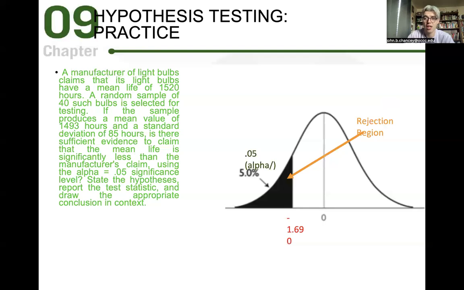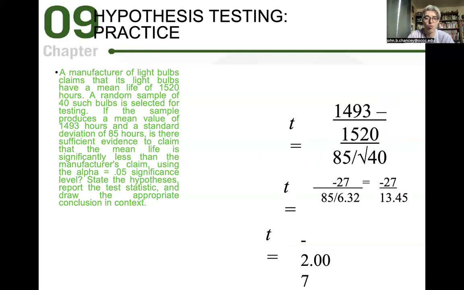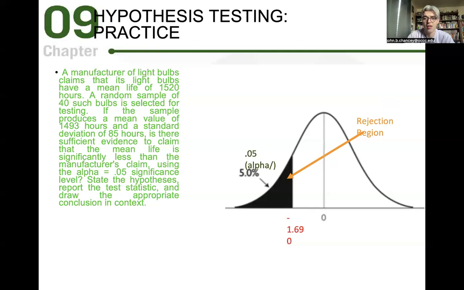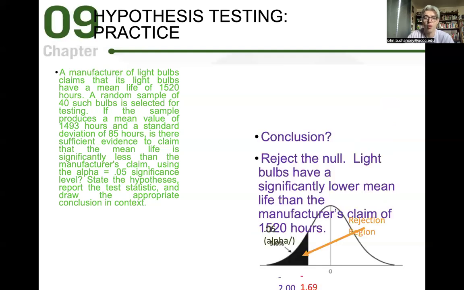So our critical value is negative 1.69. Our t statistic comes up with a value of negative 2.007, excuse me. So we are somewhere in here. That means we are going to reject the null hypothesis. Our conclusion is the light bulbs seem to have a significantly lower mean life than what the manufacturer is claiming.